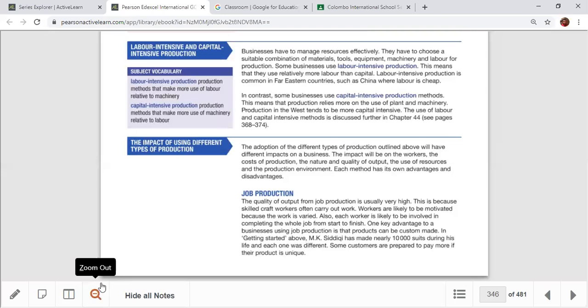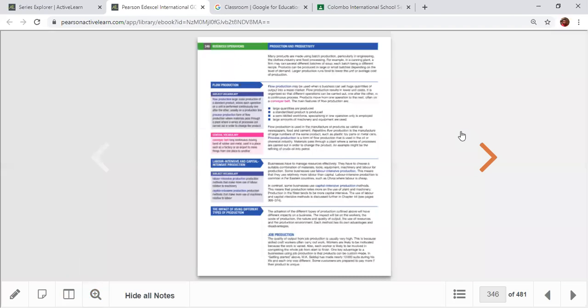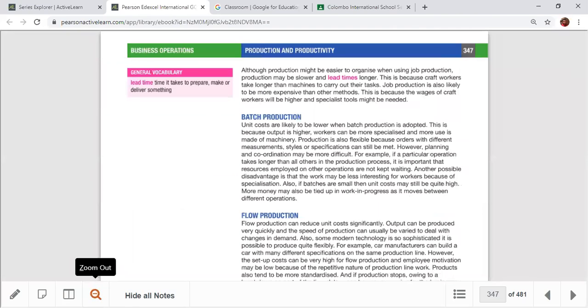Sometimes you can see it's customized and everything. Sometimes they like to pay more if the production is unique. We call them tailor-made designs, tailor-made. Because in the software industry there are two kinds of software, tailor-made software and off-the-shelf software. Although the product might be easier to organize, job production may be slower and lead time is longer.